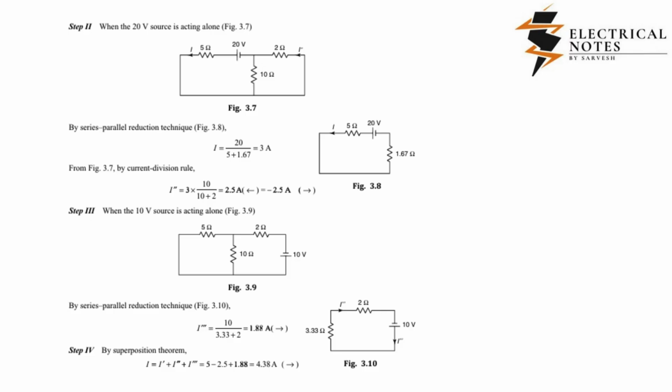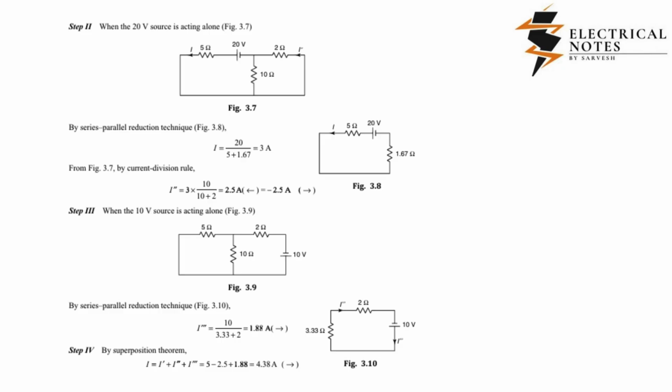Step 2: when the 20V source is acting alone, figure 3.7. By series parallel reduction technique, figure 3.8. I equals 20 / (5 1 plus 6/7 3) A. From figure 3.7, by current division rule, equals times plus equals minus I3, 10 / (10 + 2) 2.5, equals 2.5A.